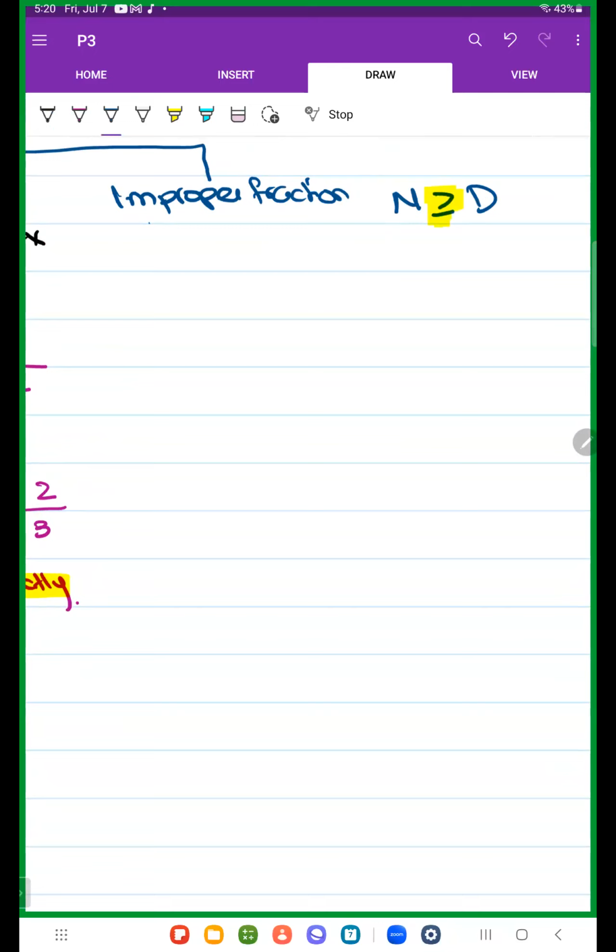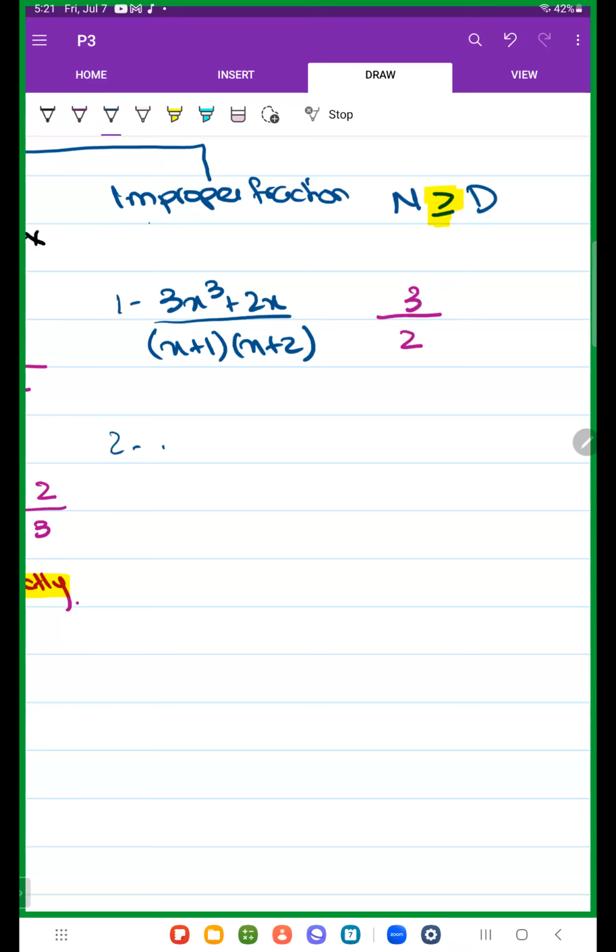For example, they give you 3x cubed plus 2x upon (x plus 1)(x plus 2). What is the power of x in the numerator? 3. And the denominator? 2. So do you see the power of x is greater in the numerator than in the denominator?